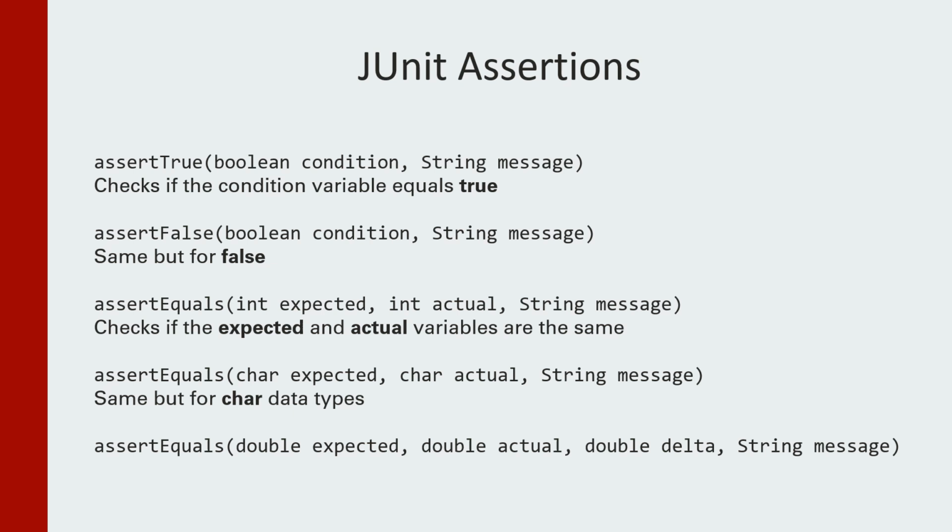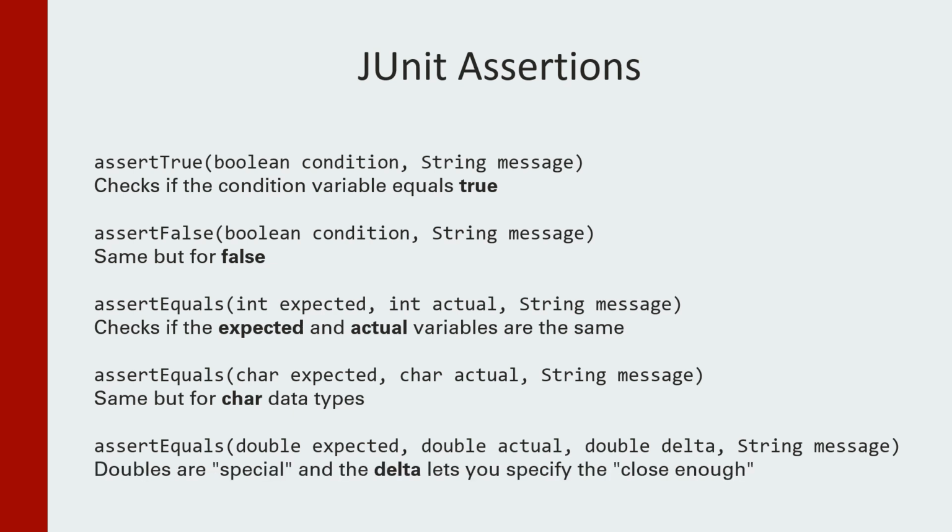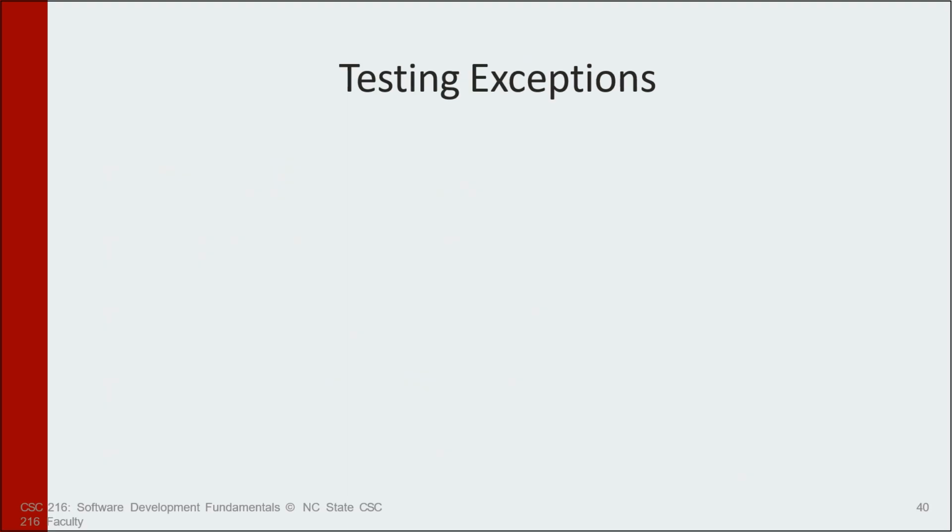And I have assert equals for doubles, which in this case, to check if doubles are equal, we usually have a little bit of floating point precision errors, so we allow this delta. Doubles are special in the sense because they're not going to match up exactly necessarily, so delta lets you specify how close things are. You can also test exceptions.